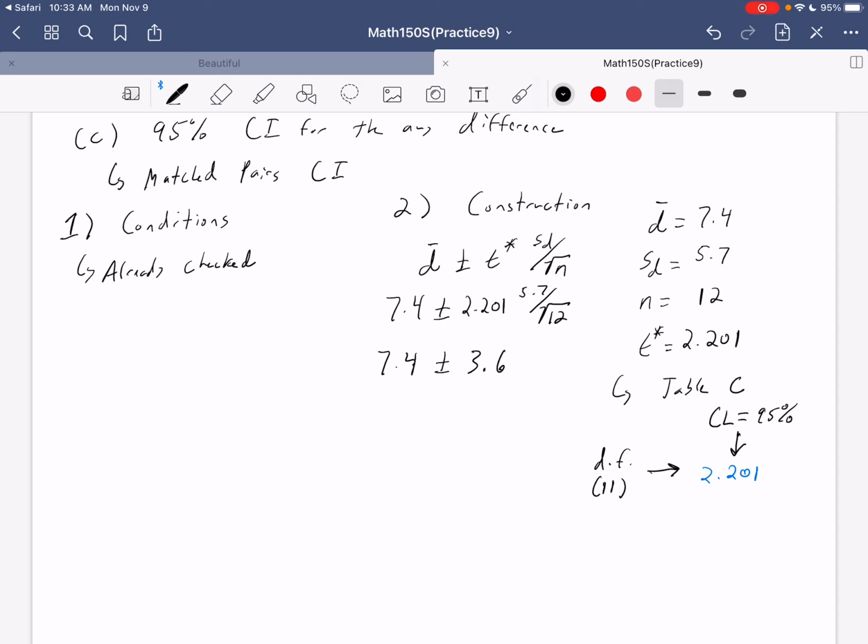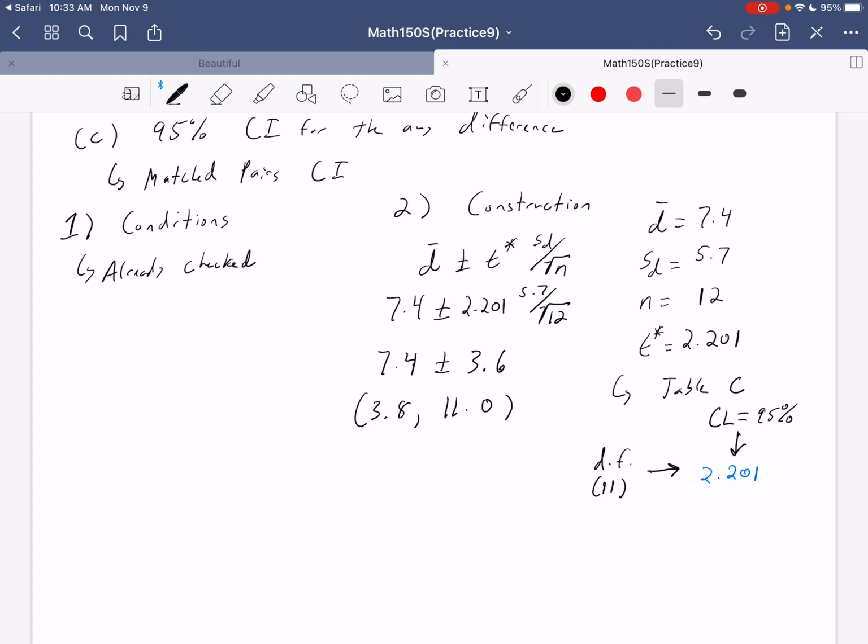If we calculate that, 7.4 minus 3.6. Remember, you always want to do the subtraction first to get the low end of your interval. 3.8, and then 7.4 plus 3.6, we should get 11.0.